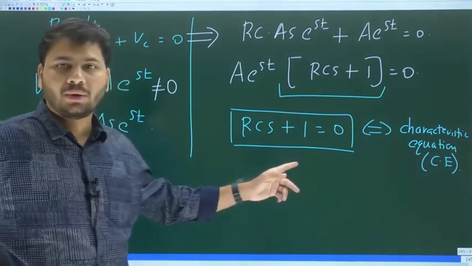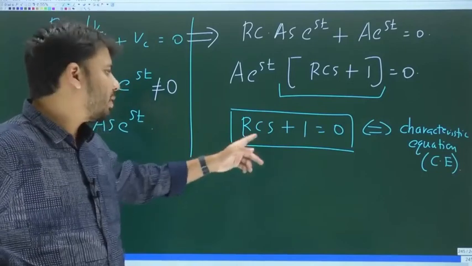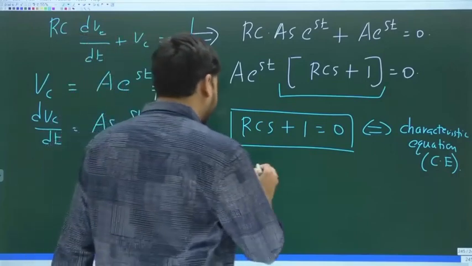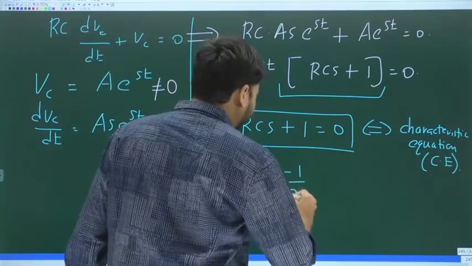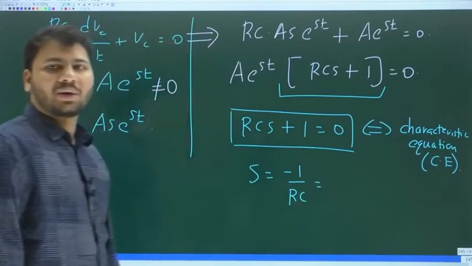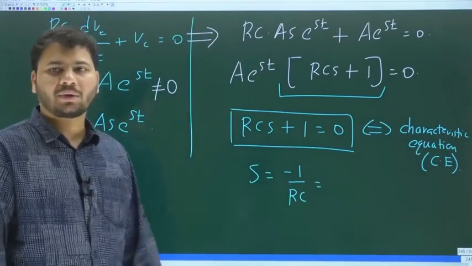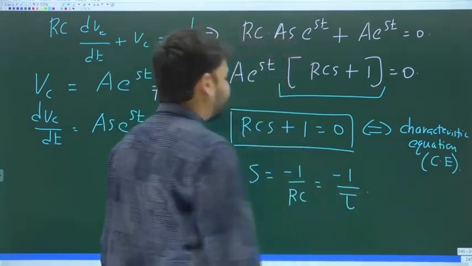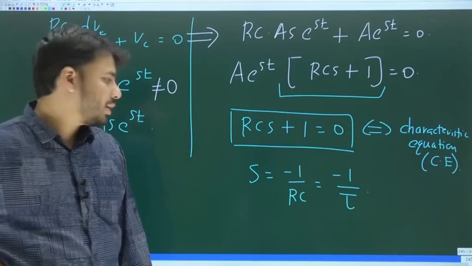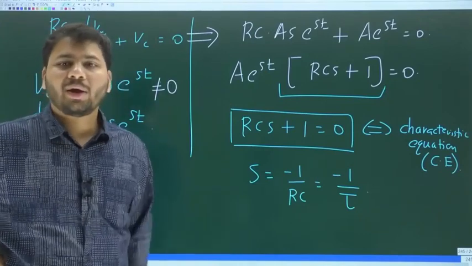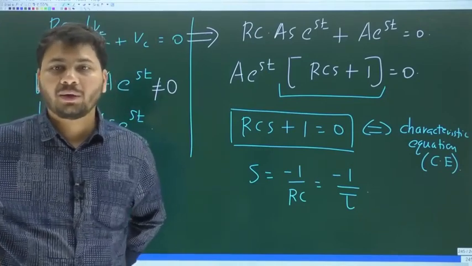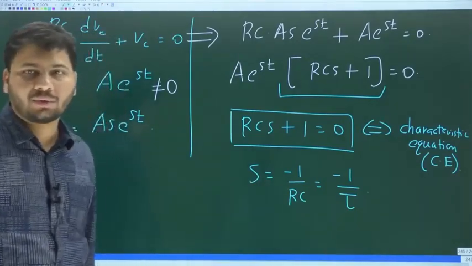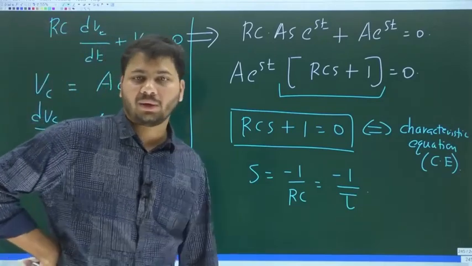So if you look at this characteristic equation, what is the only root? S is minus 1 by RC. What is RC for us? In our RC circuit, RC is the time constant. So that is why previously we directly wrote that the pole will be at minus 1 by tau and not 1 by tau. You understood? So S is equal to minus 1 by tau.